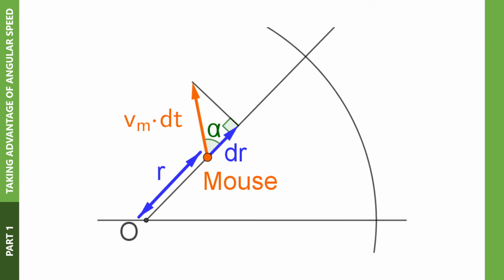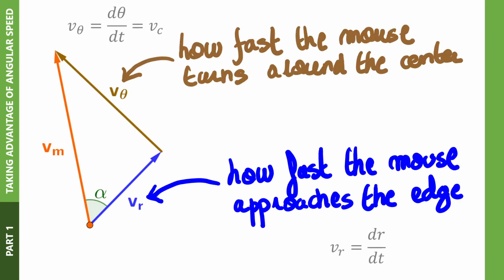Let's zoom on the triangle defining the relationship between the speed of the mouse, its radial speed, and its angular speed. In this diagram, Vm is the speed of the mouse. V theta is the mouse's angular speed, which is the speed at which the mouse turns around the center in circle. So, V theta is equal to d theta over dt. And Vr is the mouse radial speed, which is the speed at which the mouse moves towards the edge. So Vr is equal to dr over dt.